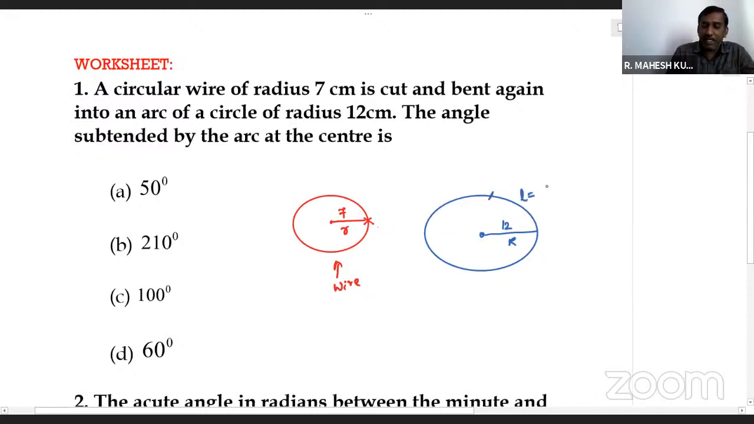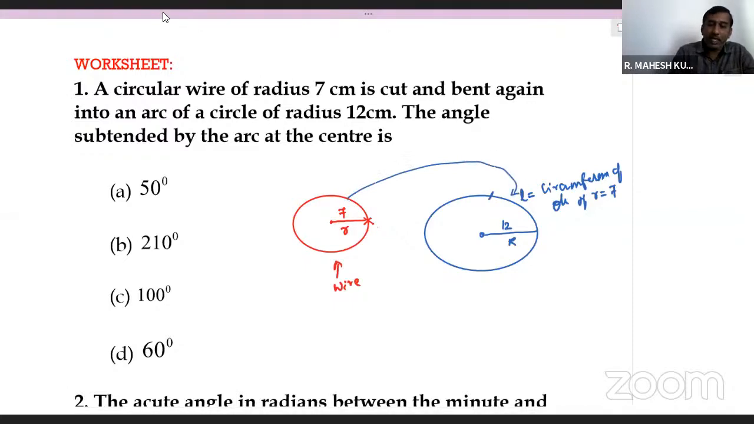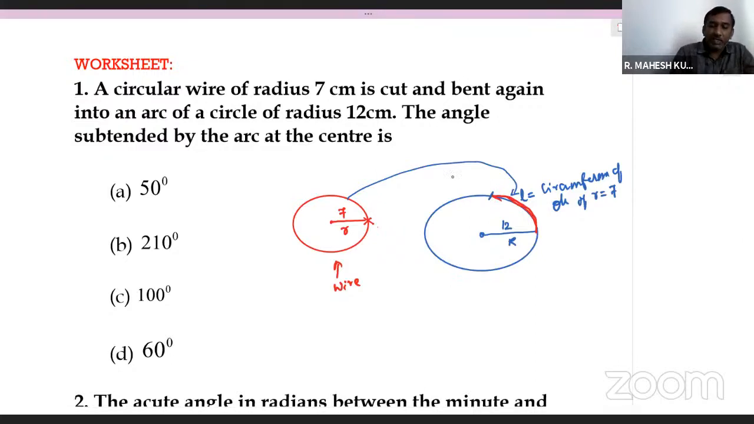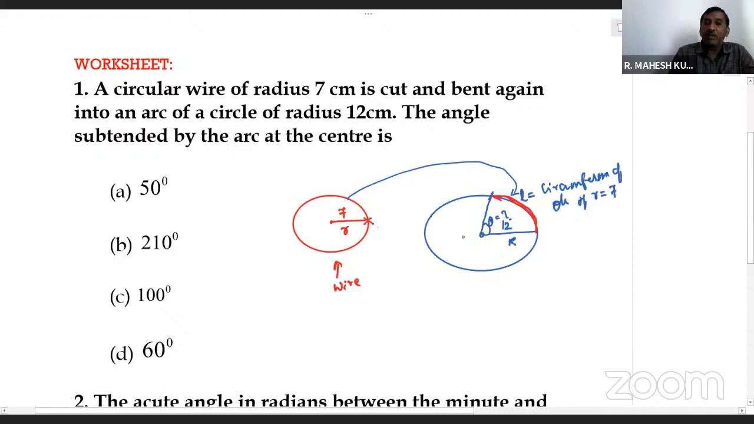Look, this is nothing but L is equal to the circumference of the circle of radius 7 units. You are cutting this and making an arc out of it, understood? So this is what they are saying. You are cutting the entire circular wire and it is made as an arc of a new circle of radius 12 units. Then what is going to be the angle subtended at the center? This theta is what we have to find out.